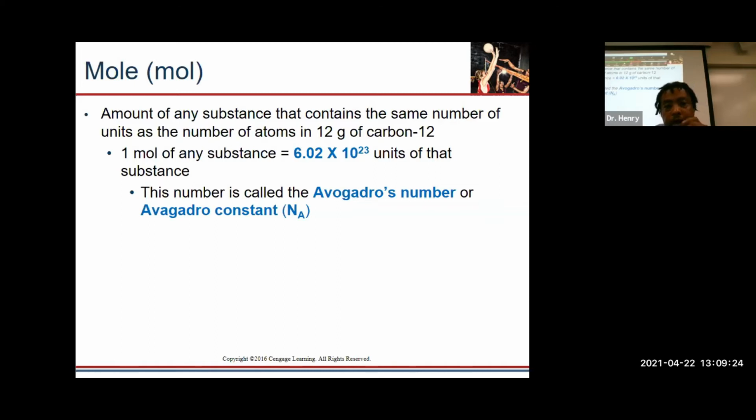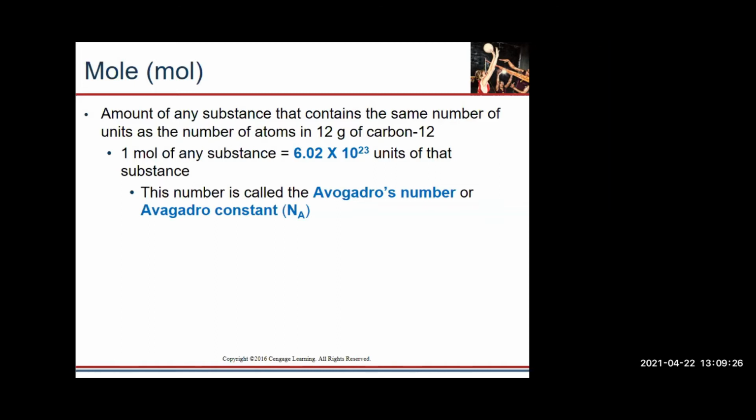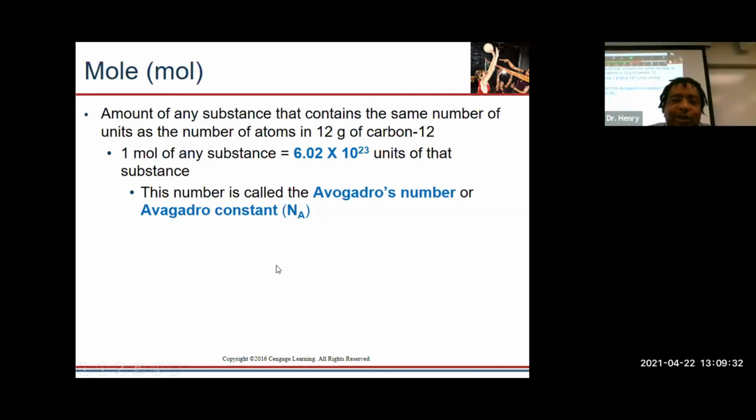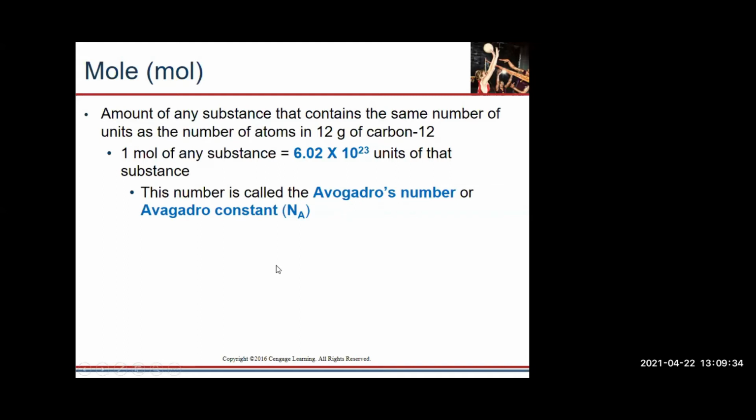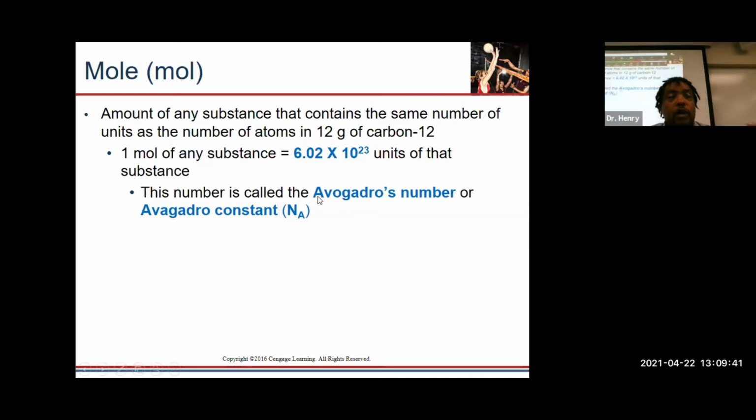AKA, also known as, yes. Also known as Avogadro's number. Okay, so we know that 1 mole is always going to be 6.022 times 10 to the 23rd. It's a pretty large number, right?